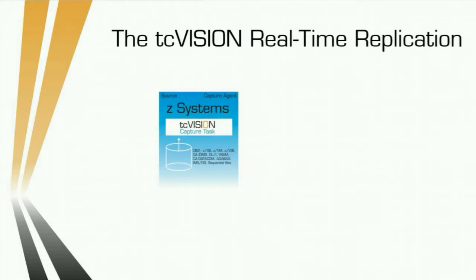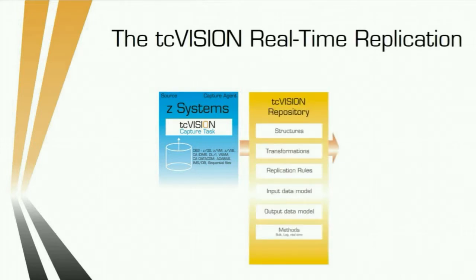We start with the capture agent, in this case in a Z system. The data is read and sent to the server without processing. Transformation rules are in the repository. This means that the data is structured and then the transformation rules can be applied. The input and output data model can be completely different.